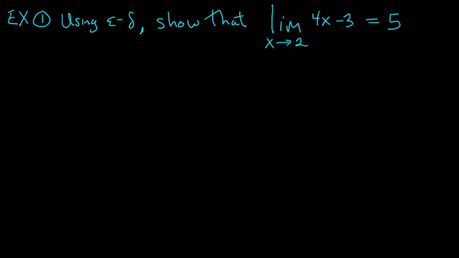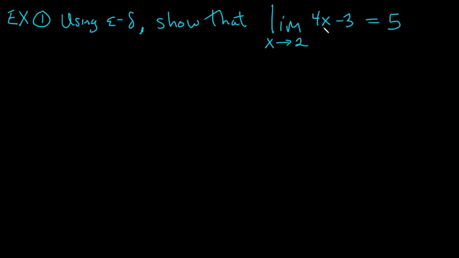Using epsilon delta, we want to show that the limit as x approaches 2 of the function 4x minus 3 is equal to 5. It's pretty clear that this limit is 5. I hope you realize that you can calculate this limit just by plugging in x equals 2. But realize why we can do that: it's because 4x minus 3 is a continuous function. It's a linear function. All linear functions are naturally continuous.